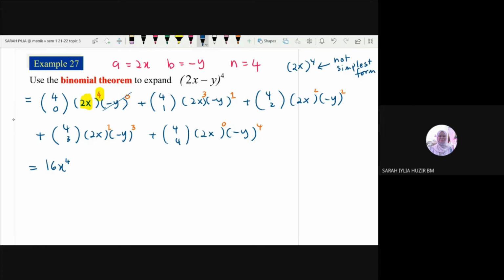Okay, next kita pergi 4C1. So 4C1, kita akan dapat 4 kat sini. And then kita ada 2 cube. So awak kena darabkan dengan 8. Another one, kita ada negative y. So awak sebenarnya ada kena darab negatif kat situ. Okay, hati-hati jangan tersalah sign. So 4 times 8 times negative 1. We're gonna get negative 32. Lepas tu kita tengok yang variable pula lah. X cube Y.